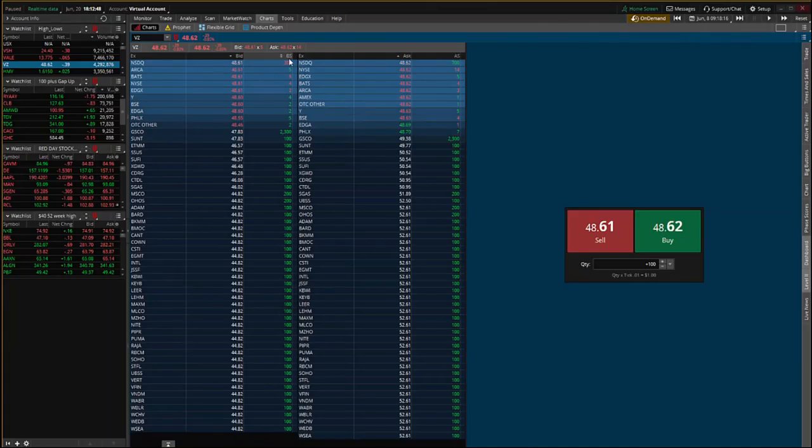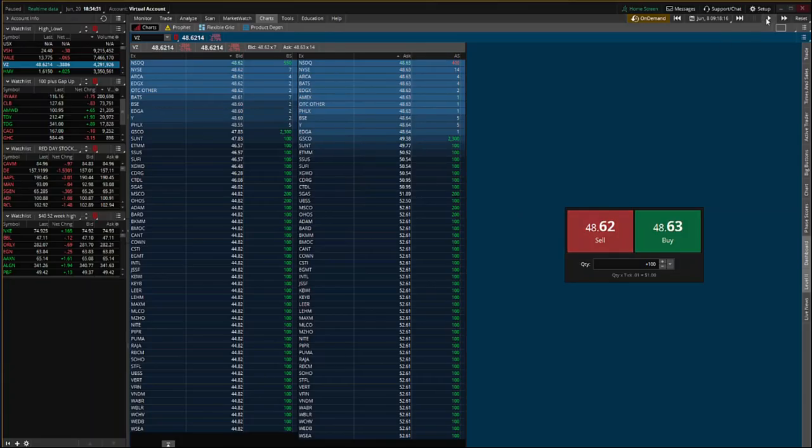So as you're looking at the level 2, again, you have the amount of shares that are placed in these orders. Right here you have the price for those orders. And right here you have the market makers. And the market makers are the ones who always create the spread. And the spread is the difference between the prices. So that's pretty much level 2.